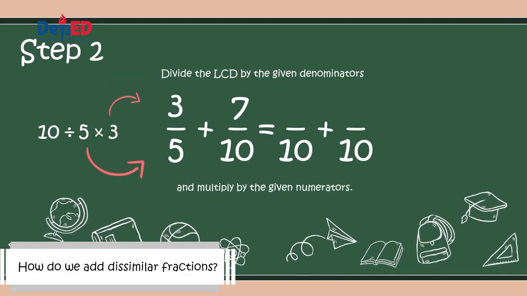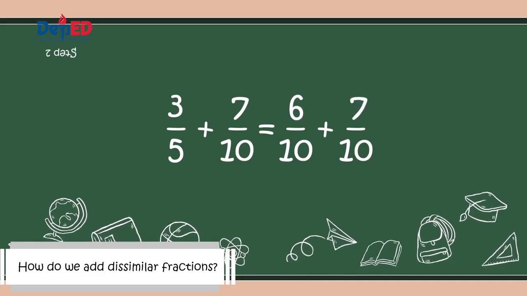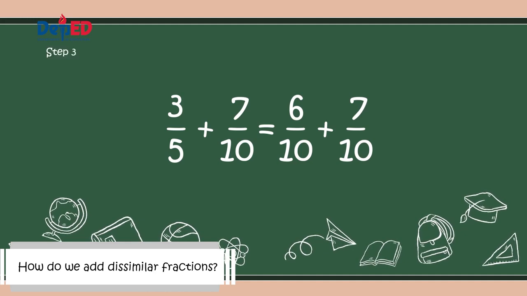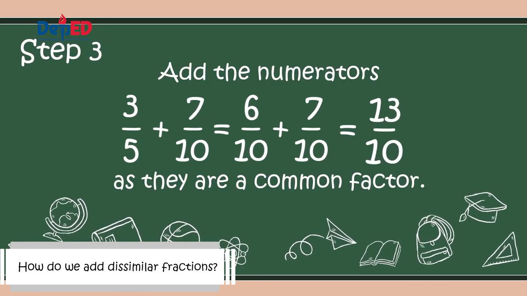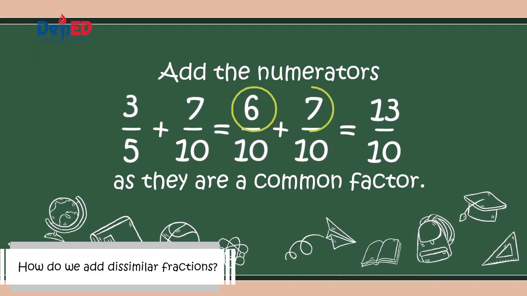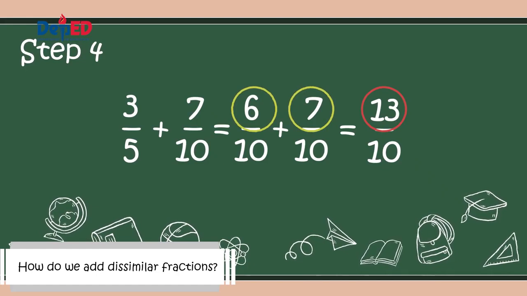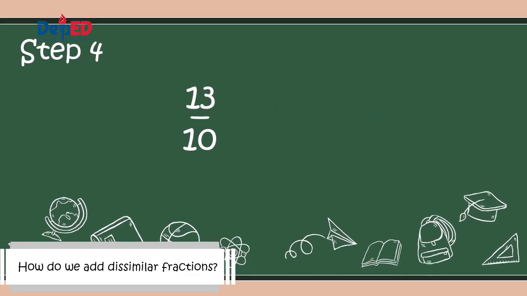10 divided by 5 times 3 equals 6. 10 divided by 10 times 7 equals 7. Step 3. Since they are similar fractions, add the numerators. 6 plus 7 equals 13. Copy the common denominator 10. We have 13/10.